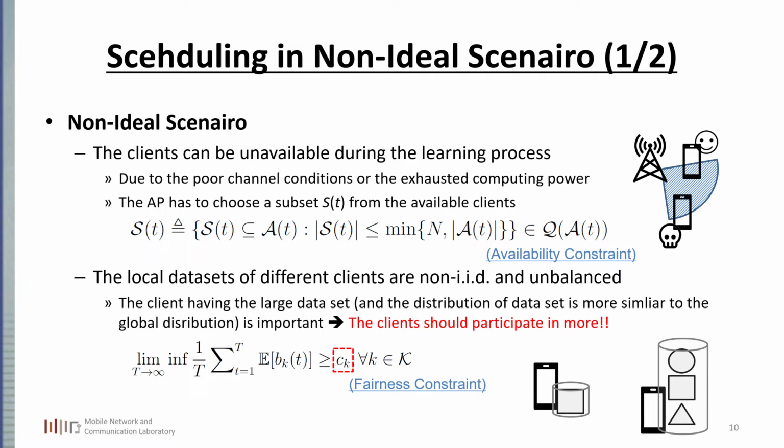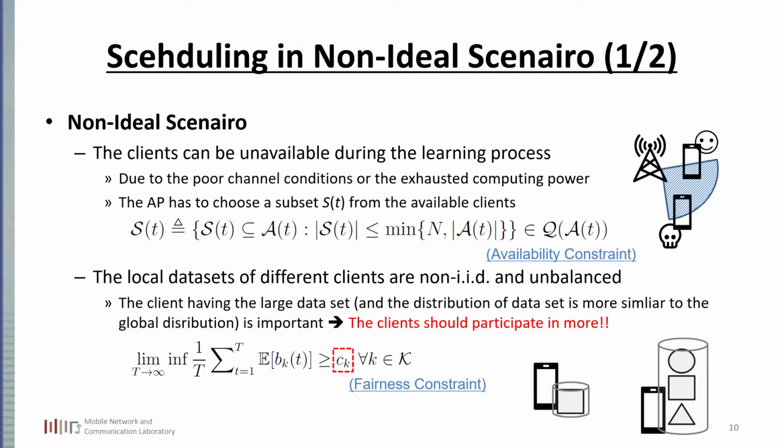On the other hand, non-ideal scenarios consider more realistic situations. Users believe that poor channel conditions or depletion of computing power can make a client unavailable during the running process. Therefore, we define a new set called A_t. This is the collection of available clients. Then the superarm S_t will be extracted from the clients in A_t. And information related to this availability constraint will continue in the following contents.